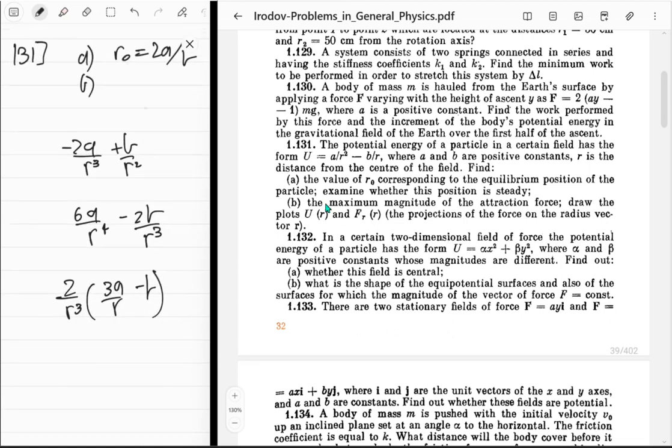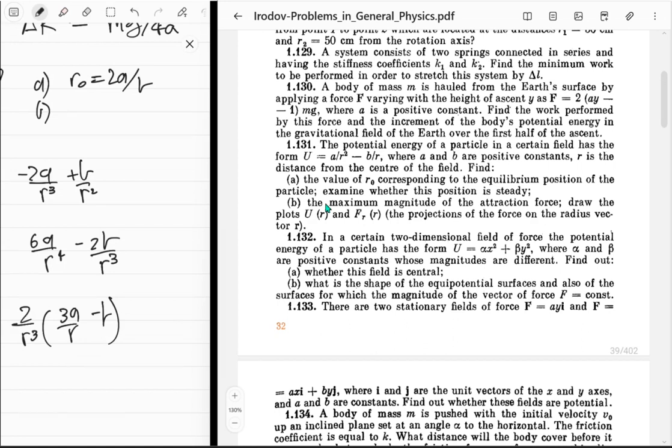So when you put r as 2A upon B, it becomes 3A upon 2A over B, minus B, so it's 3B upon 2 minus B, which is just B upon 2, which is positive, right? So this whole thing will be positive, and of course r naught is also positive. So yes, it will be a minimum because the second derivative is positive. So the graph will be something like that. Yes, makes sense, I guess.